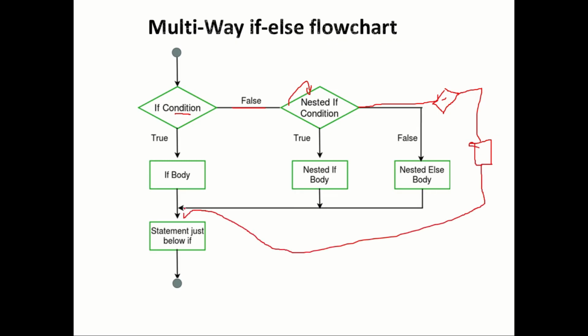Finally the program is terminated here. Either true or false, there is no other choice. If true, do this. If false, do this. Finally the program terminates here. So this is an example of a multi-way if else flowchart or program example. We will see it in a practical example in the lab session.